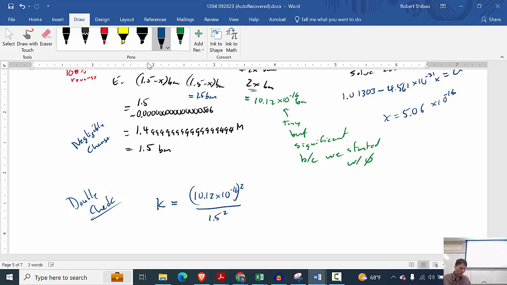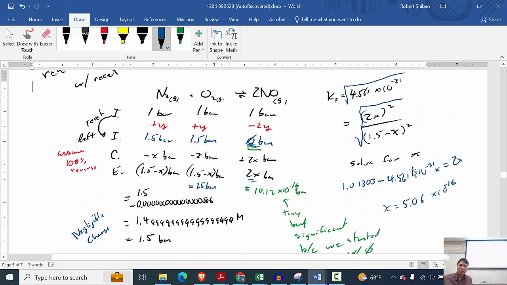And so I'll do 10.12 times 10 to the negative 16 divided by 1.5. And I'm going to square the whole thing. And then square my answer. And so I get a K value of 4.551 times 10 to the negative 31. Then I compare that to what the K value should be. Oh, it should be 4.561. I'm off a little bit here.